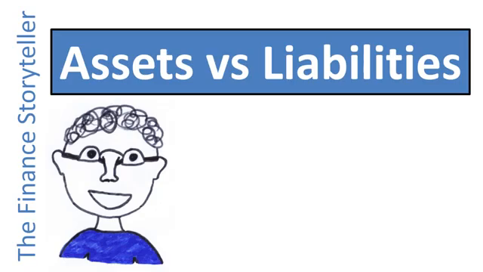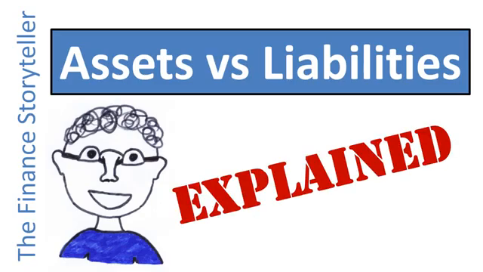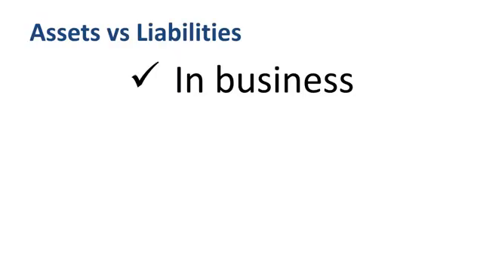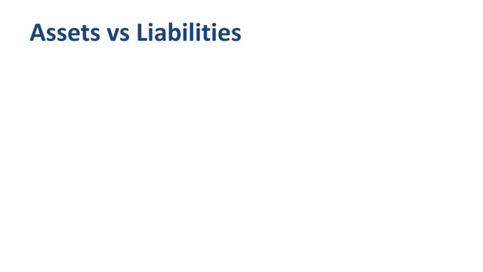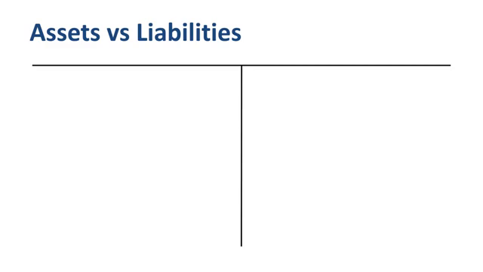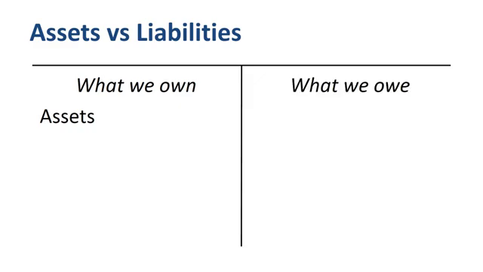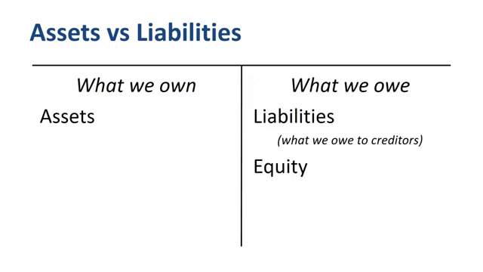What are assets and liabilities? Once you understand how the terms assets and liabilities are used in business, you can use that knowledge to your benefit in your personal life as well. In accounting, assets and liabilities are terms that you will find on the balance sheet. What you own is on the left, assets. What you owe is on the right, liabilities and equity.